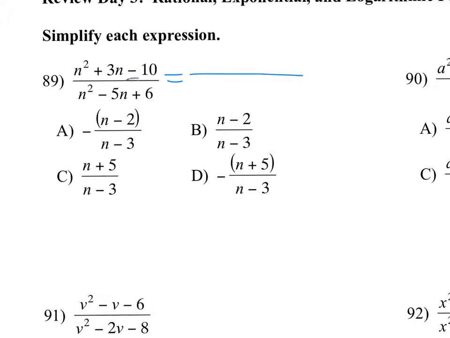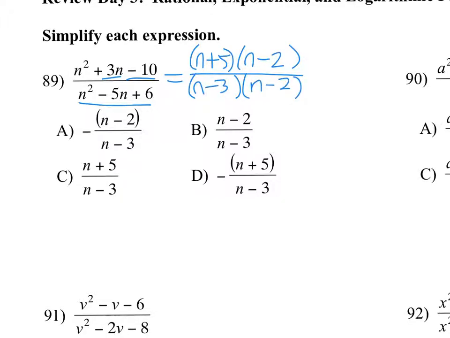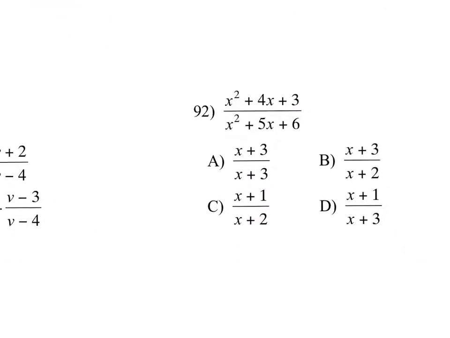So in this case, things that multiply to negative 10 and add up to 3. That's going to be n plus 5 and n minus 2. The bottom, things that multiply to 6 and add up to negative 5: n minus 3 and n minus 2. My n minus 2's cancel out, and that should reveal the answer very quickly for us. These are all identical.